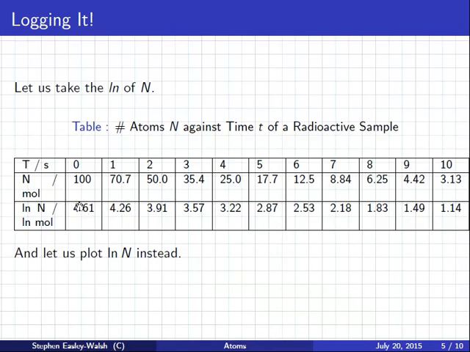Can you add this row to your table? Yeah, can you write those numbers into your table?